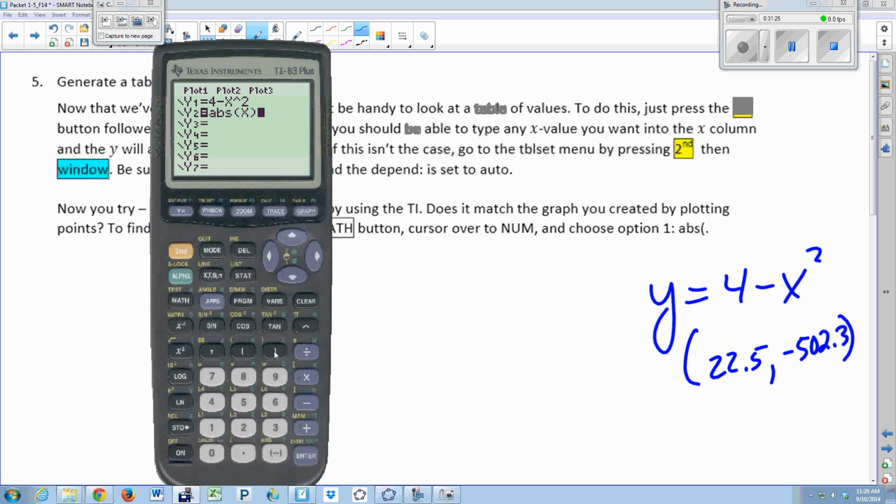Okay? So if you hit zoom 6, there's your graph, a graph very similar to what you had on your papers, but this goes from -10 to 10 because it's still the standard window. Okay? So that's pretty much the basics of how you can use your calculator to graph and generate a table of values.